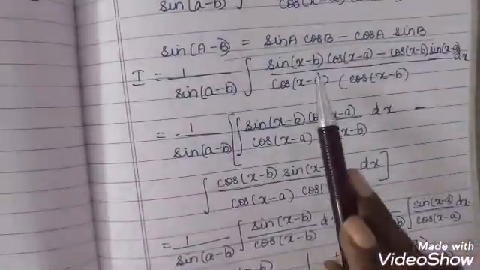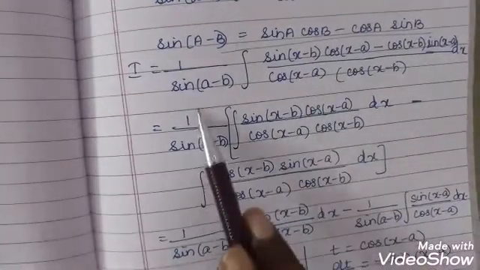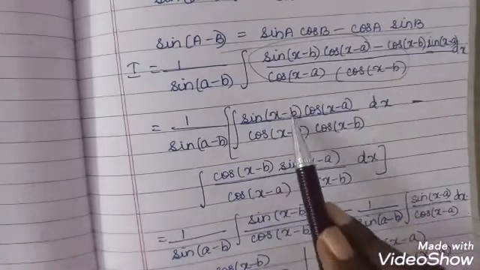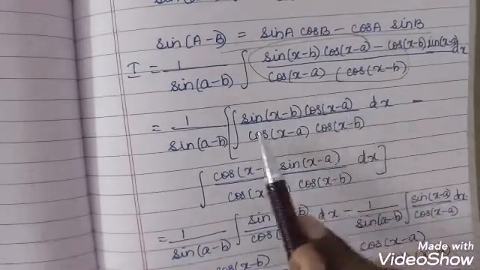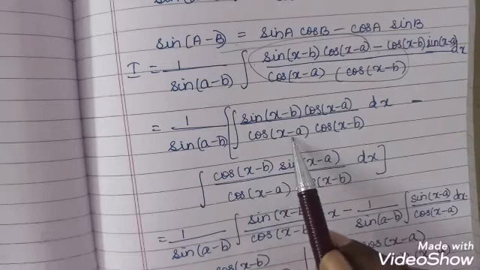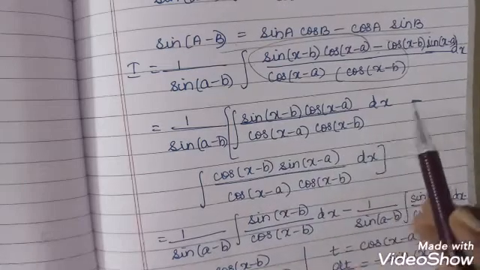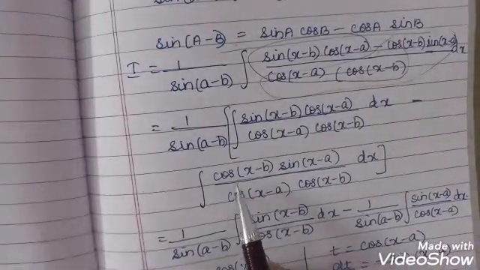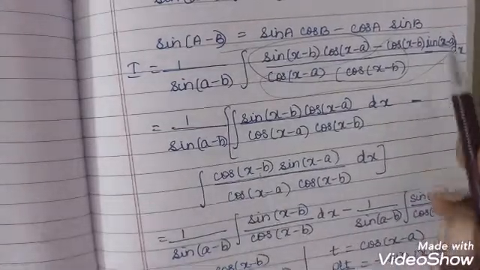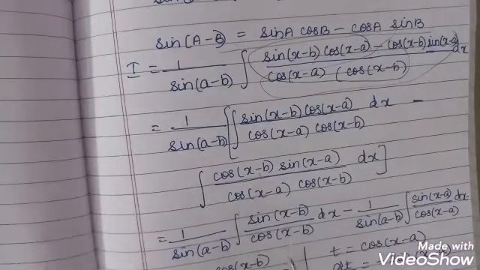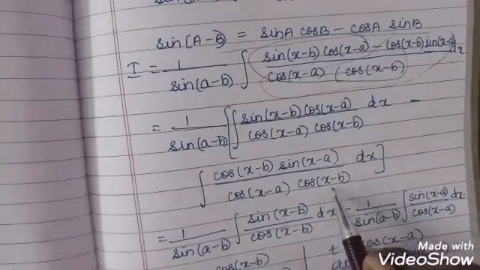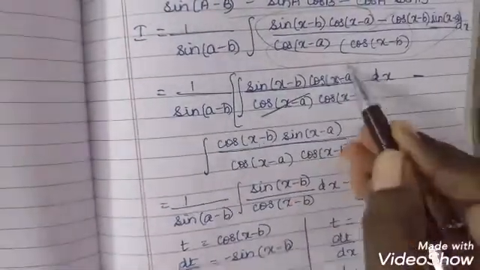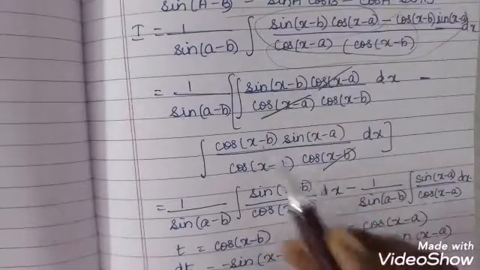Now we'll just split it as two separate integrals here. So 1 by sine of a minus b, this is one function you get here. Sine of x minus b into cos of x minus a divided by cos of x minus a into cos of x minus b dx, minus, this one is different here. So what will I write? Integral of cos of x minus b into sine of x minus a divided by cos of x minus a into cos of x minus b dx. This is what you have here. So here if you see, it gets cancelled. Here if you see, this gets cancelled.